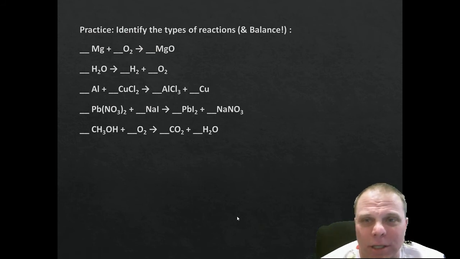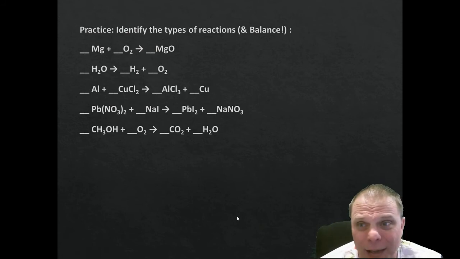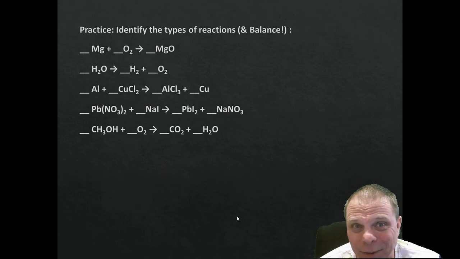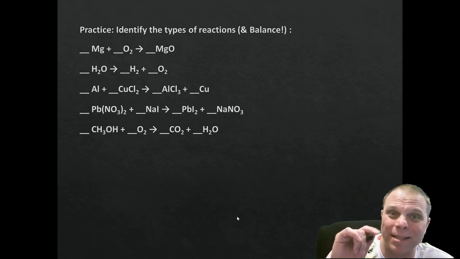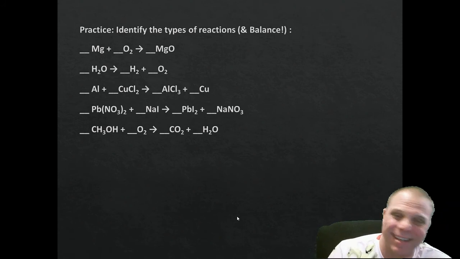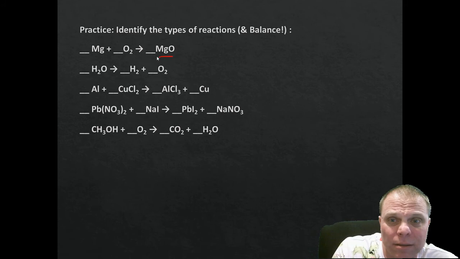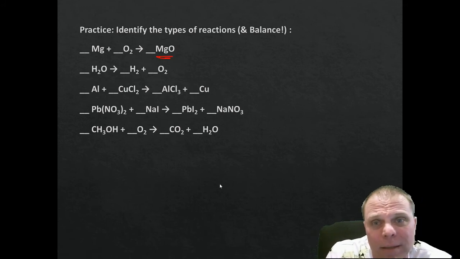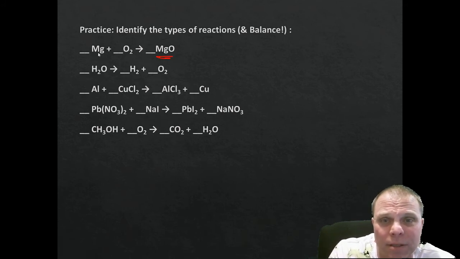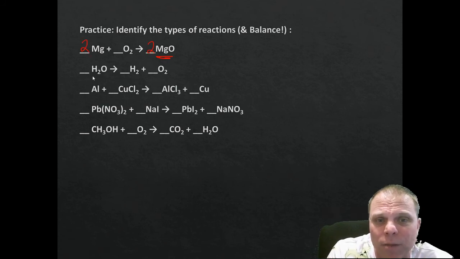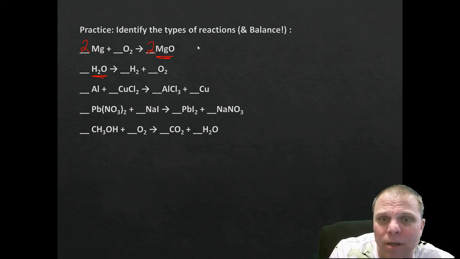These are ones where I want you to try to identify the type and then also balance it. So we'll just pause and practice here and come back and see what the answers are. Pause it. And we're back. And so this one has got a single product, and because of that, we know this must be synthesis. It's got O2 here, so I've got to put a 2 there, and I'll have to put a 2 there. This one's got a single reactant, so that means this must be decomposition. So what did we say this one was? This was synthesis. This one's decomposition.